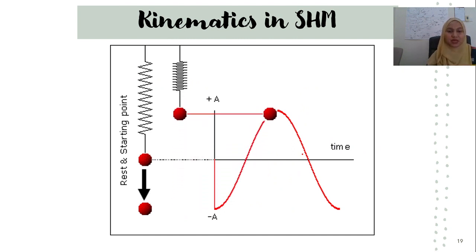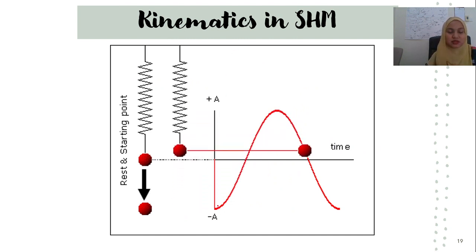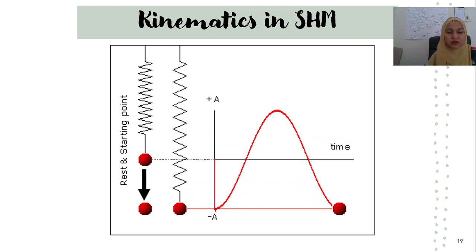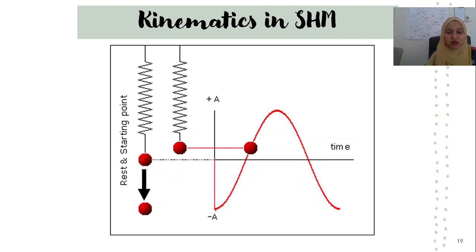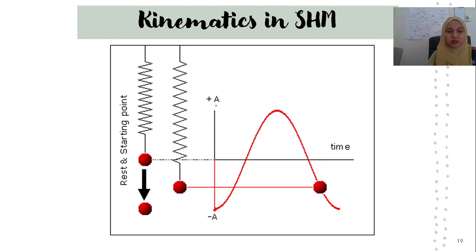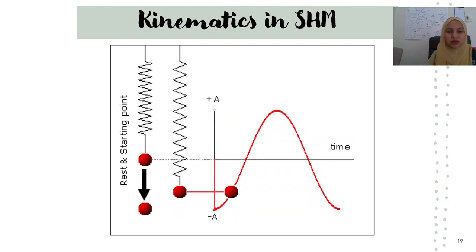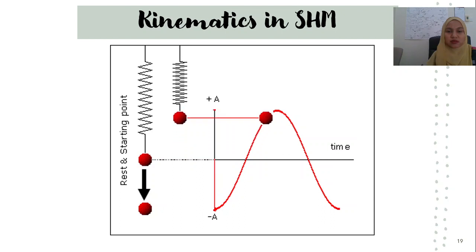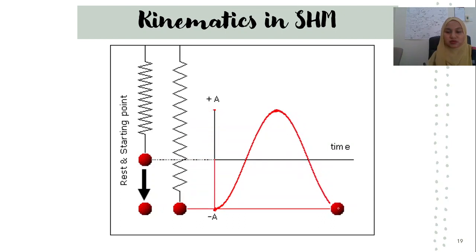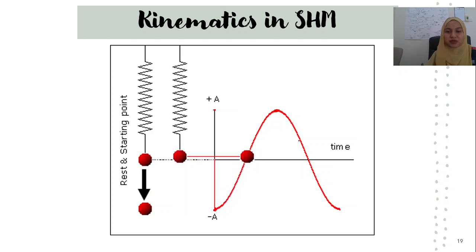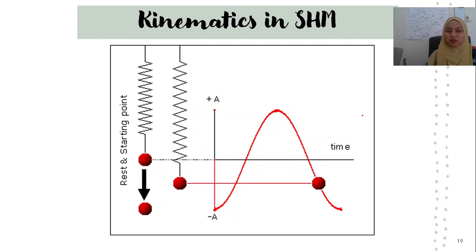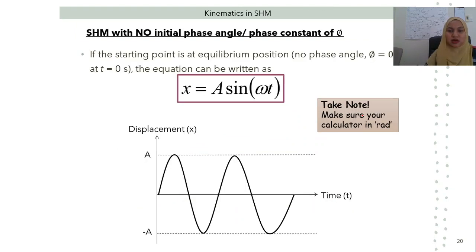Again, if you still do not understand simple harmonic motion, you can refer to this animation. From here is the maximum negative amplitude, maximum in the negative direction, and maximum in the positive direction. This is a crest, this is a trough. Crest is the peak, trough is the lower part. Then the rest and starting point. As you can see, what is the difference?